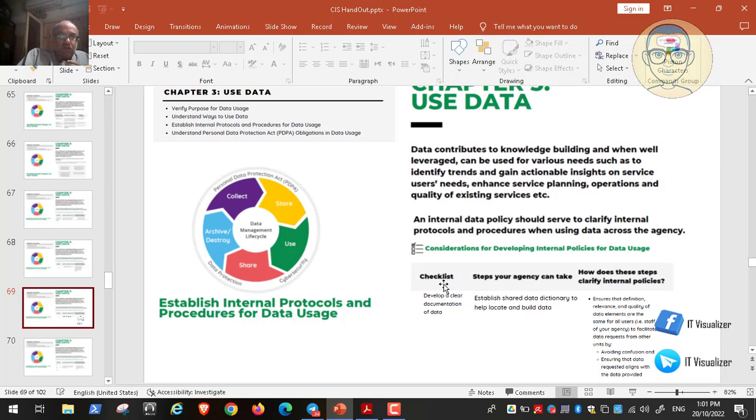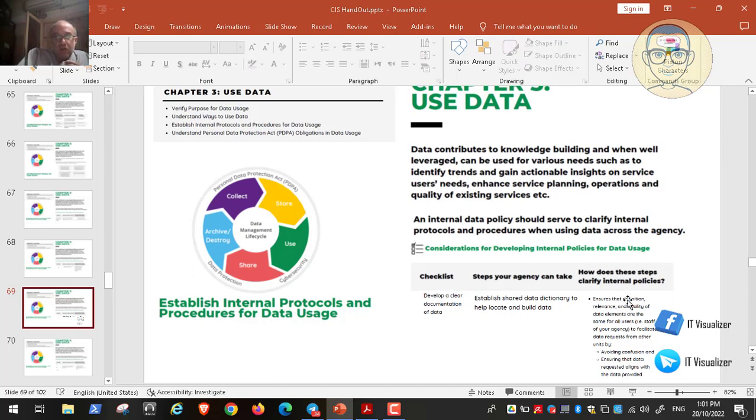So first of all, when you are making an internal data policy, you should make a clear documentation of the data, to let the users easily identify and use the data. And this is one thing when you develop a documentation of data: to have a data dictionary about the vocabulary of the data, what a certain data vocabulary term means.